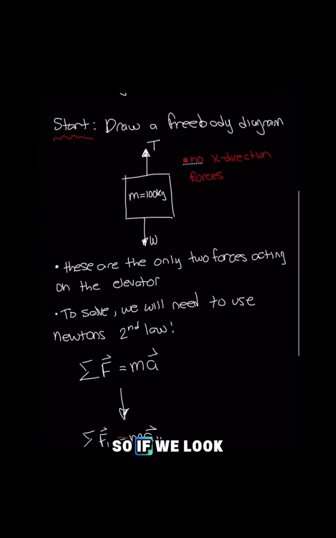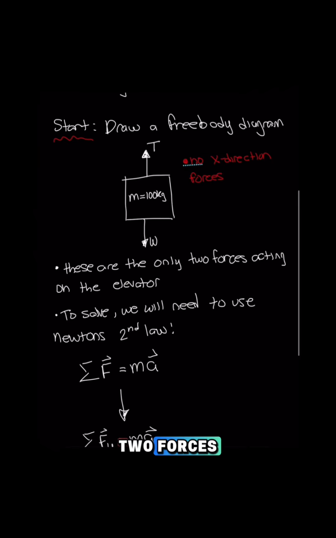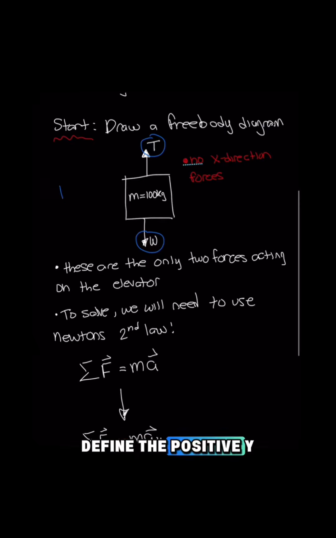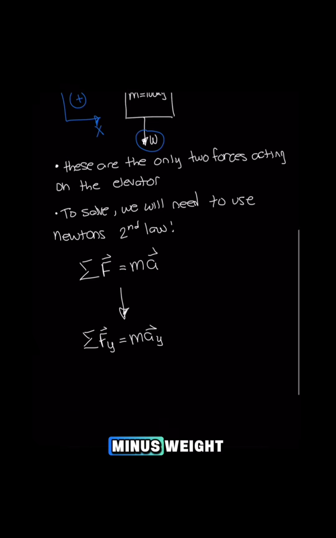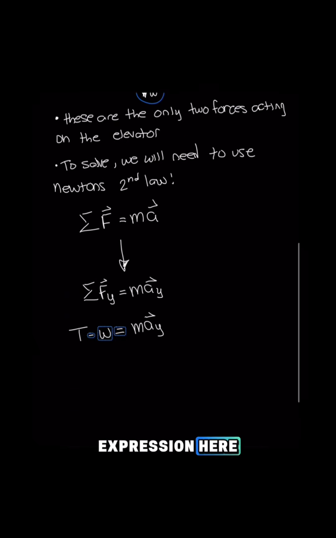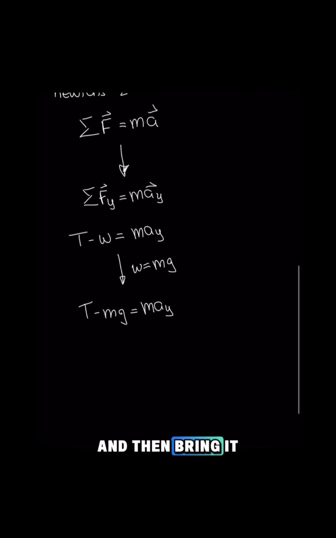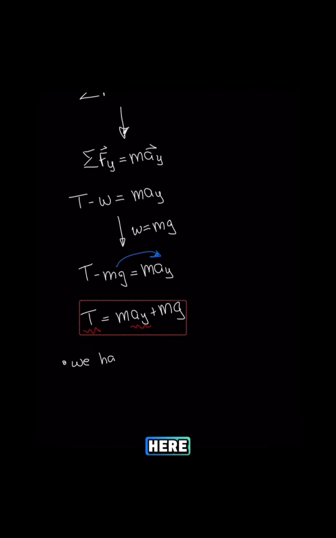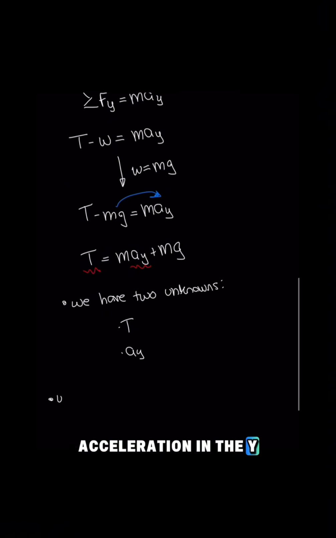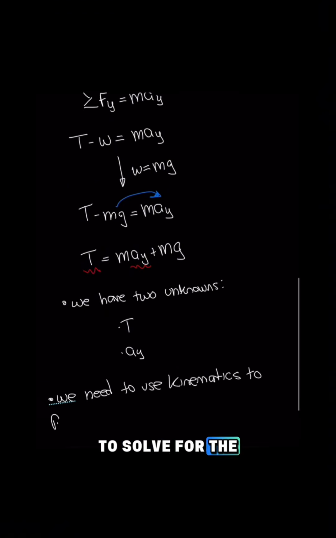Since the elevator is only moving in the vertical direction, we transfer that into the y component equation, which is given below. If we look at our free body diagram, we have two forces, tension and the weight. Taking positive y as up, it's going to be tension minus weight. If we plug that in, we get this expression here. And if we remember that weight is equal to mass times gravity, we can substitute that and then bring it to the other side. We have two unknowns here, the tension and the acceleration in the y.